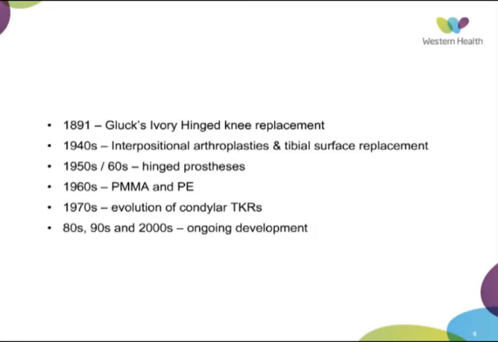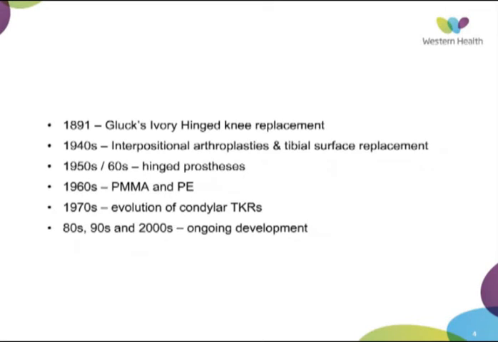In the 1940s, interpositional arthroplasties and tibial surface replacements were used. And then in the 50s and 60s, hinged prostheses were used, but these were often associated with failure. Big advancements in technology came about in the 1960s with polymethyl methacrylate or bone cement, as well as polyethylene, and these are key components that we still use to this day. The modern knee replacement was really born in the 1970s with the evolution of condylar total knee replacements. And these initial designs from the 1970s have basically just been slightly modified and improved upon in recent times.